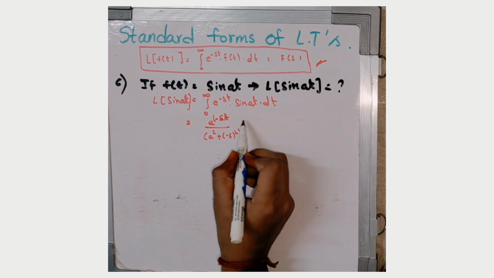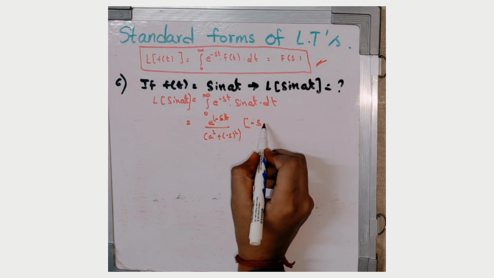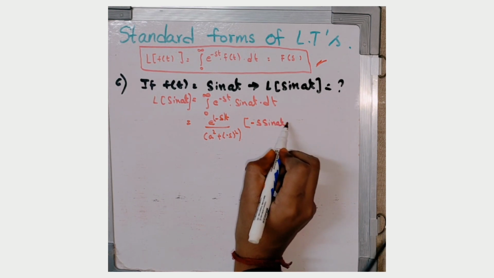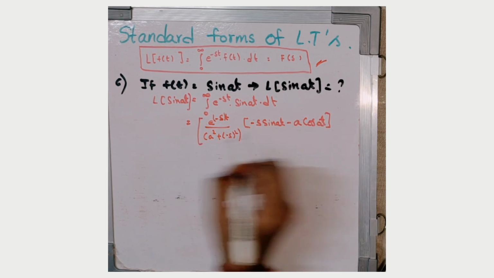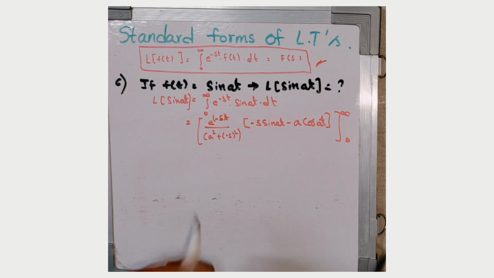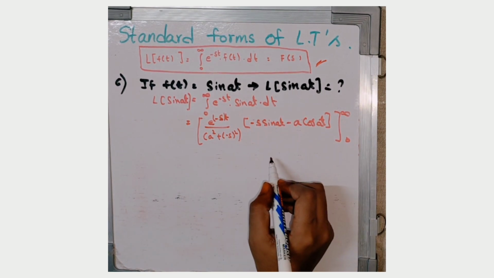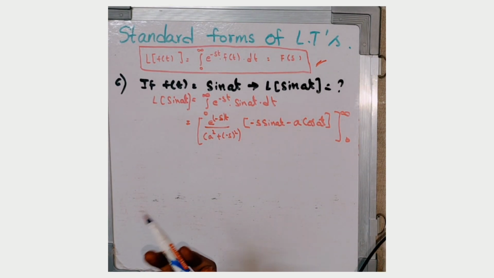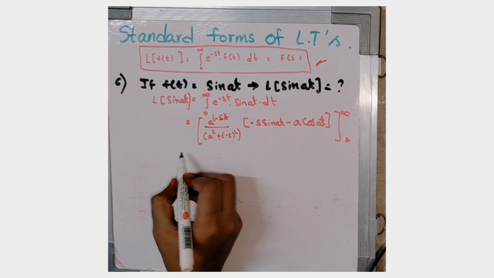Minus s whole square into minus s sine at minus a cos at, and apply the limits for this whole thing. Or simply, if you want the direct formula, I'll tell you the direct formula. Or you can just do the integral uv. I have explained it in the previous video, so please do check how we can do integral uv. Now let's apply the limits.